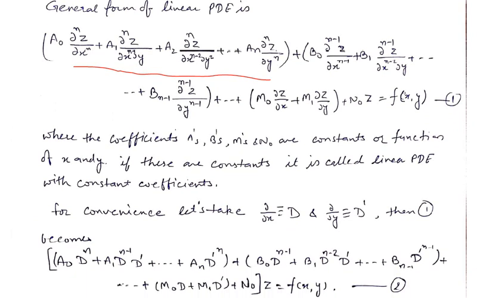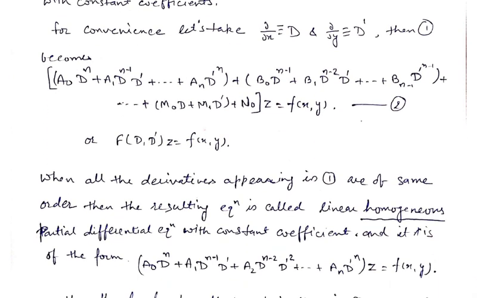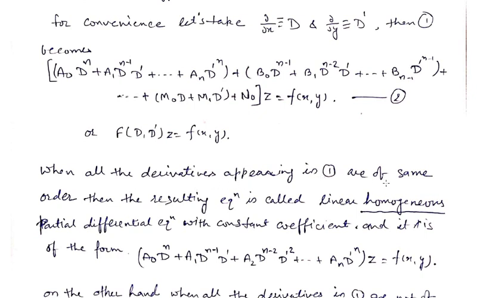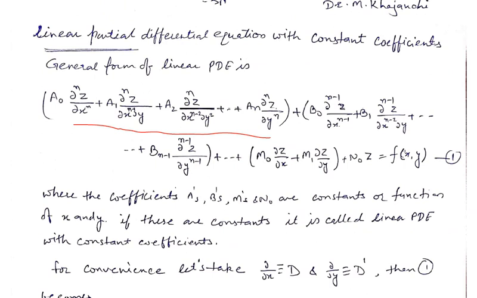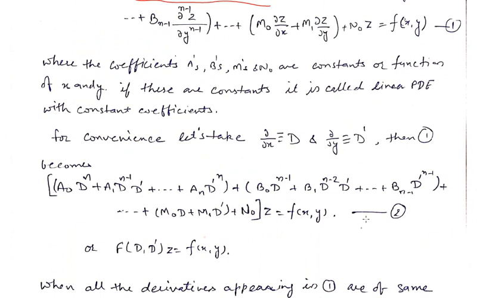Further we look at when a linear partial differential equation is homogeneous or when it would be non-homogeneous. So when all the derivatives appearing in equation 1 are of the same order, then the resulting equation is called a linear homogeneous partial differential equation. That is, equation 1 we can rewrite in this form also by replacing del by del x with capital D and del by del y with D prime. So equation 2 is the same as equation 1.